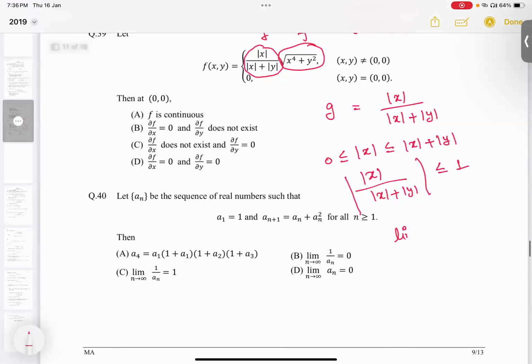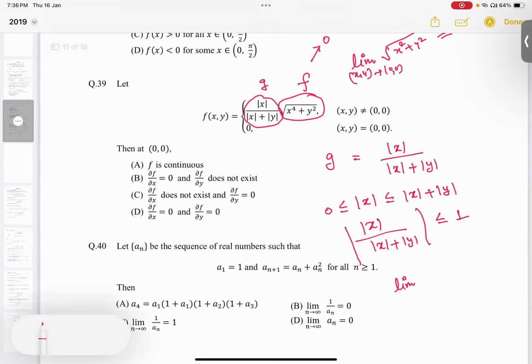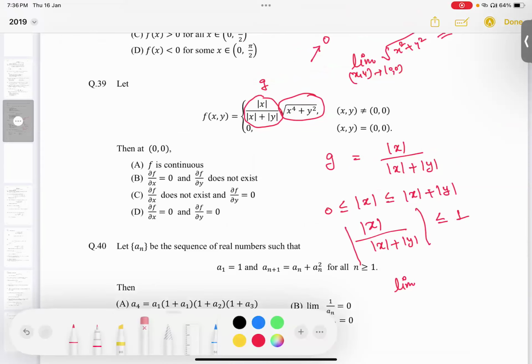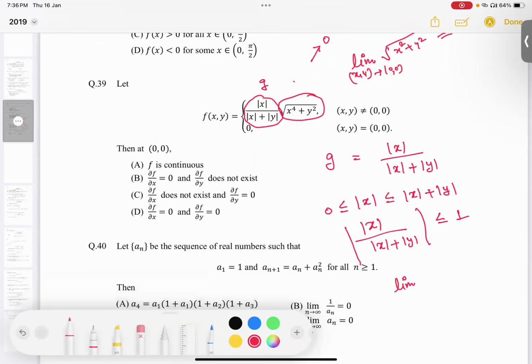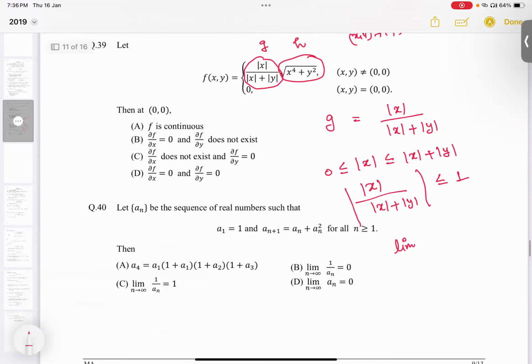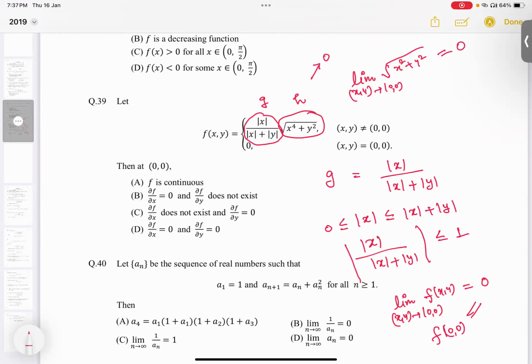So what is the limit of this function now? Okay, I should have written h for this function, since f is already given in the question. So in conclusion, the limit of f(x, y) will be, what is the limit? 0. And what is the value of f(0, 0)? 0. So can you say A is true? Yes, sir. Okay, so A is true. Right. Now try the second one.